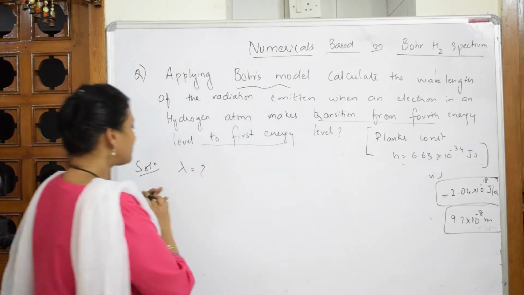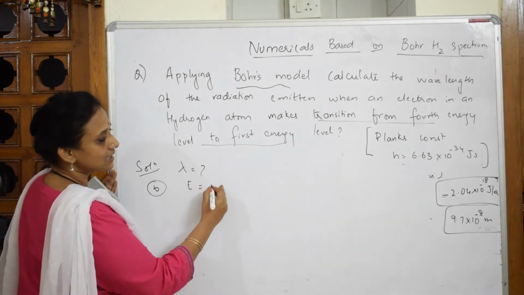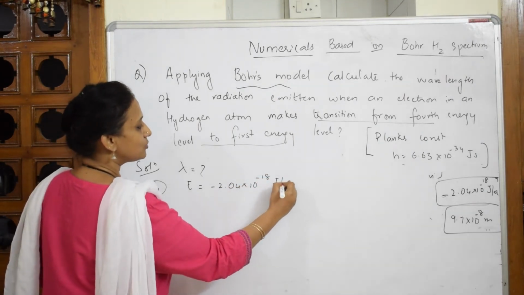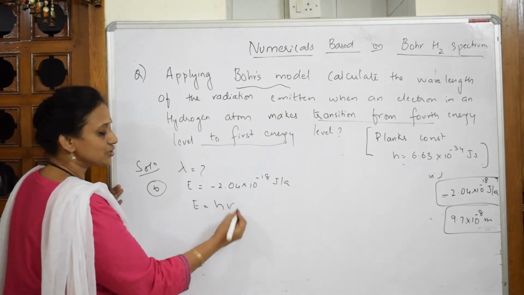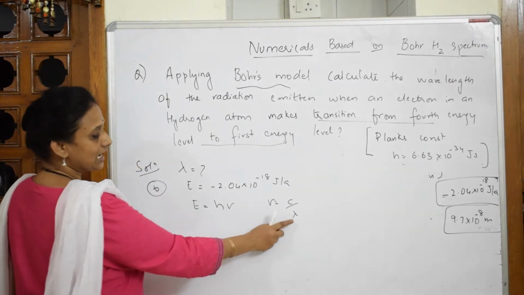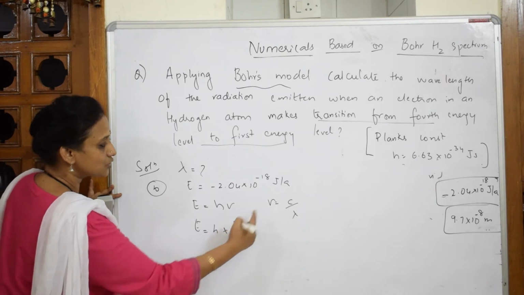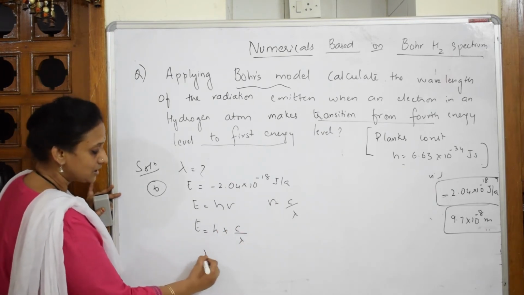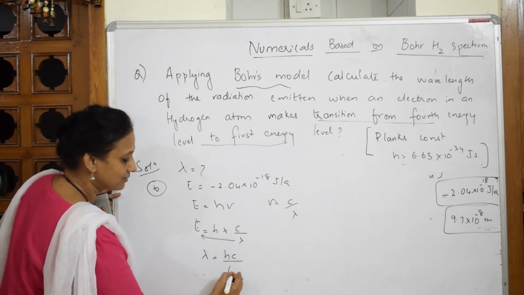Fine. So now I'm calculating part B. I've got the E value. How much did I get? I got minus 2.04 into 10 raised to the power of minus 18 joule per atom. Now simple, isn't it? We already know the formula. E is equal to h nu. What is nu equal to? c by lambda. Our lambda is here. Now substitute this formula here. This becomes E is equal to h c by lambda. I want this lambda out. Take this and cross multiply. What do you get? hc by E.